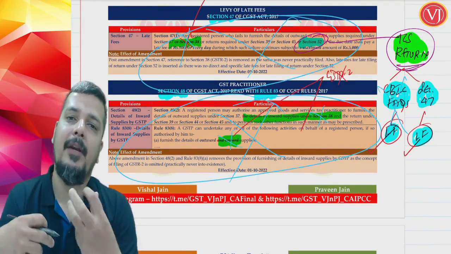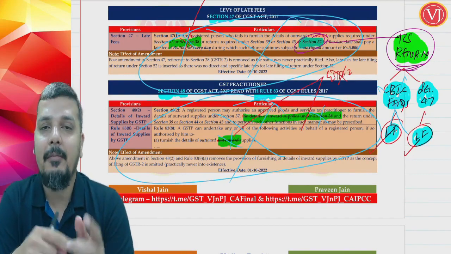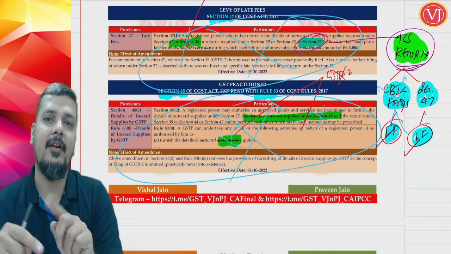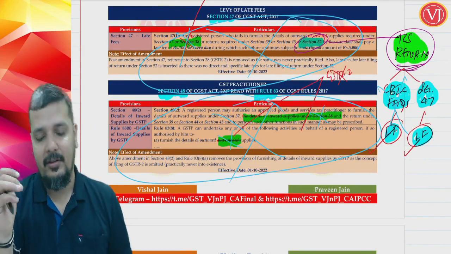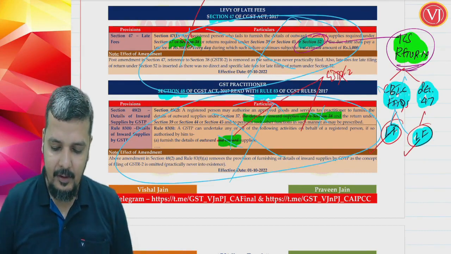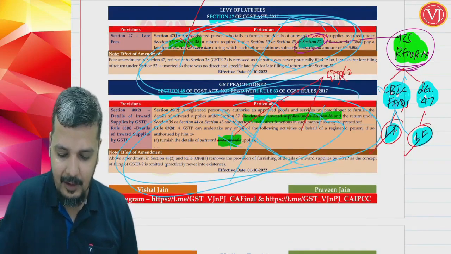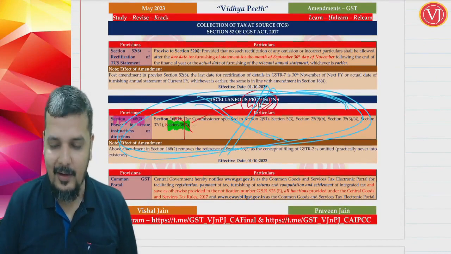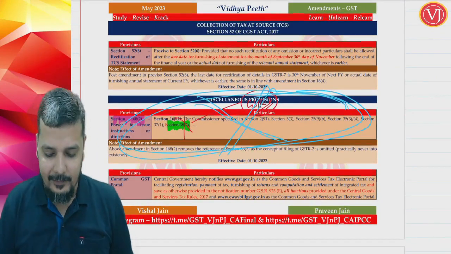So if you see your previous lectures, you will find that late fees for Section 52 return is there, but in brackets you will find CBIC FAQs. It was not directly given in Section 47, it was implied by CBIC FAQs. Now it is directly mentioned in Section 47 itself. So now if you see all these provisions, wherever I have put a cross mark, they are the amendments which are there, but you will find that they are not of much significance because it was already implied.